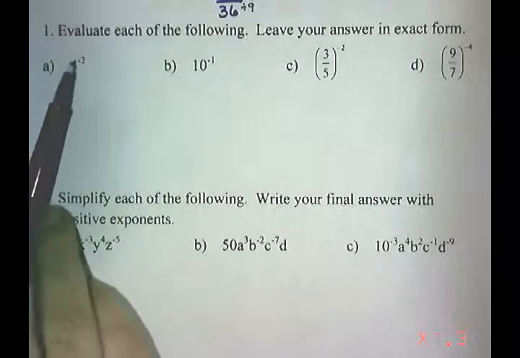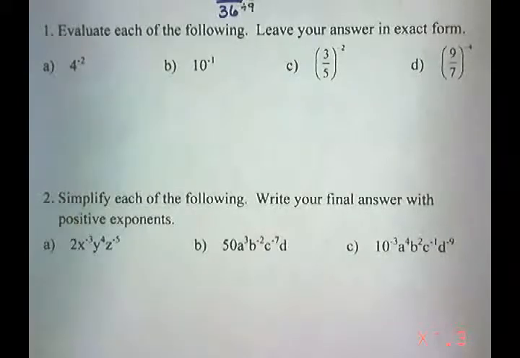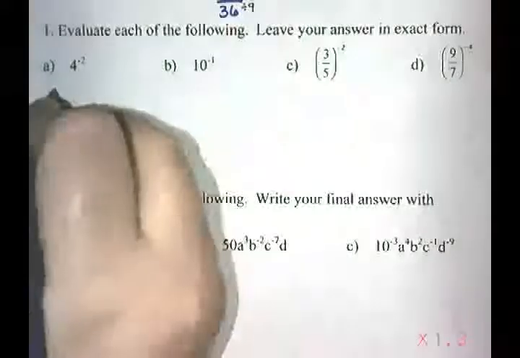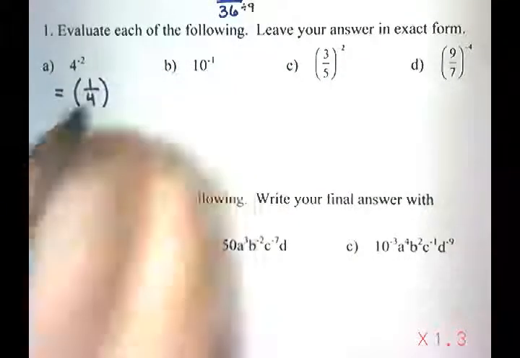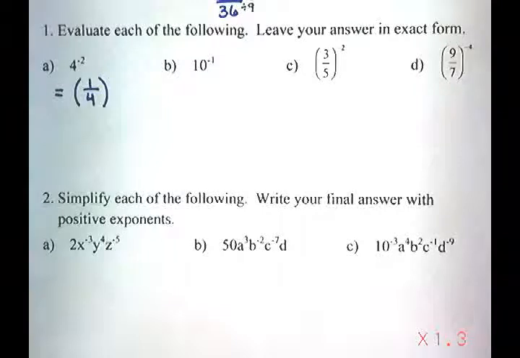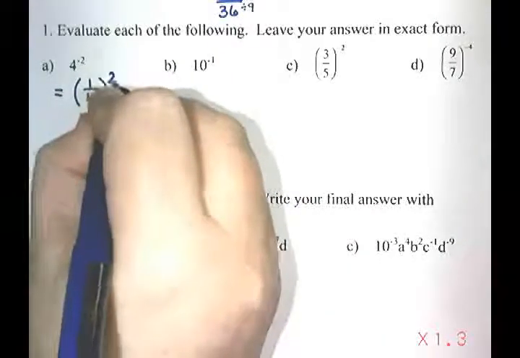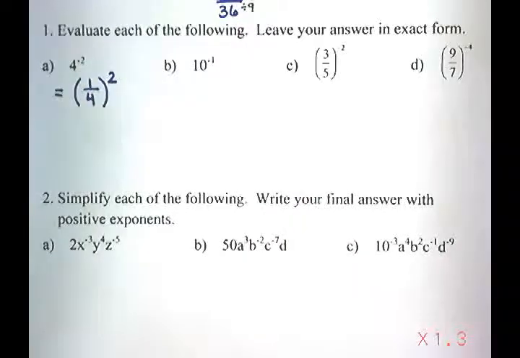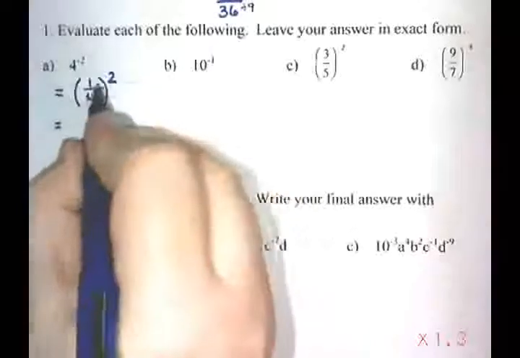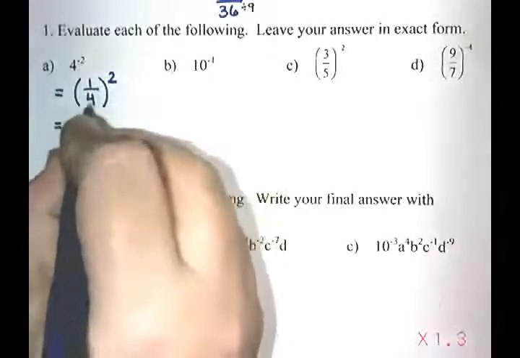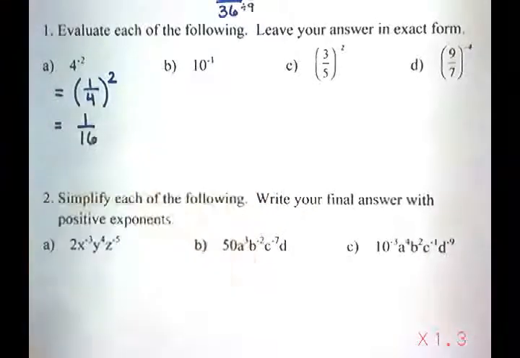So I have 4 to the power of negative 2. Now, a negative exponent makes a fraction. So it takes the base of 4 and turns it into a fraction by flipping it over, and we end up with 1 over 4. And then the power stays the same except we change the sign, so it's going to be 1 over 4 to the power of 2 instead of 4 to the power of negative 2. Now, all I need to do to finish this off is square. So 1 squared is 1, and 4 squared is 16. So 4 to the negative 2 equals 1 over 16.